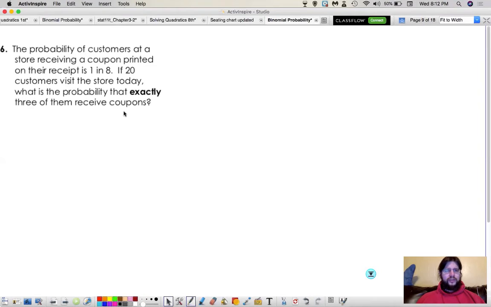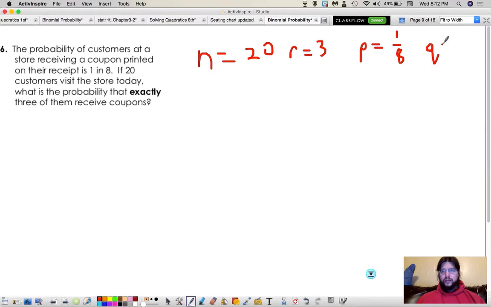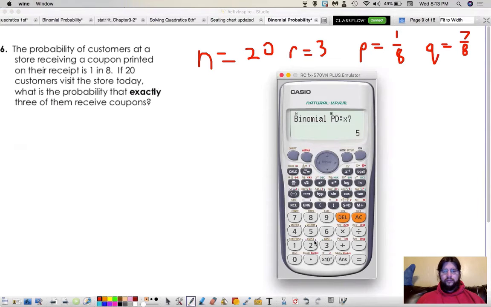The chance of a customer at a store receiving a coupon printed on the receipt is 1 in 8. 20 customers visit the store. What's the probability exactly 3 of them receive coupons? So, N, 20 people. R, exactly 3. Notice the exactly in bold, that's because it's kind of important. Probability, 1 out of 8. And Q would be 7 out of 8. Calculator, 3, not 20. 3, 20, 1 out of 8.